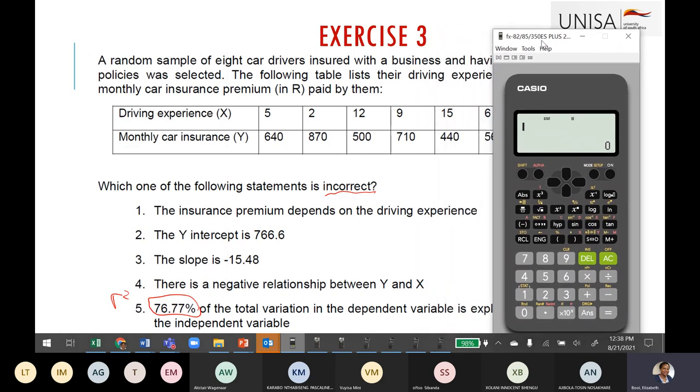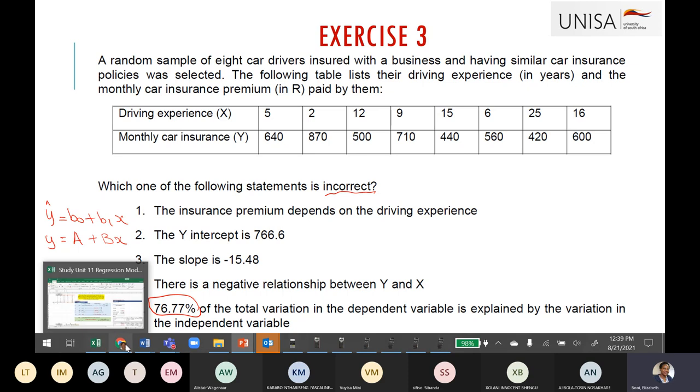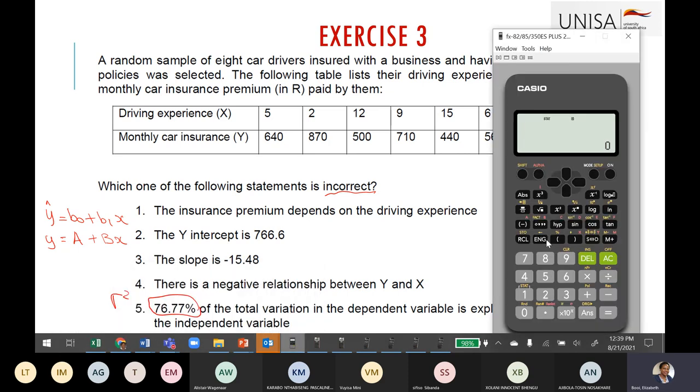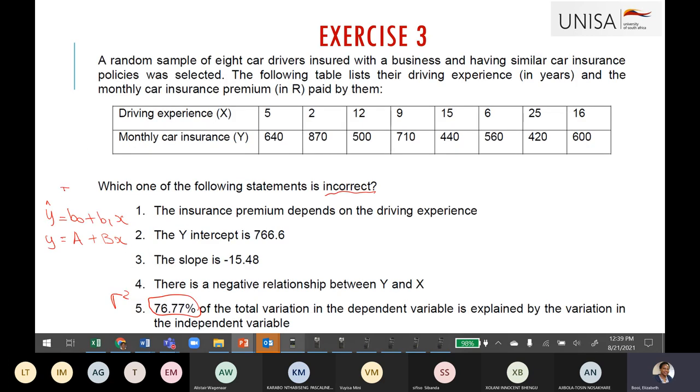So I can stand on this side. It says my y-intercept. I know on the calculator, in terms of the formula y hat is equal to b0 plus b1 x, on the calculator it will show as y is equal to a plus b x. So since I know that, it means my intercept is A.